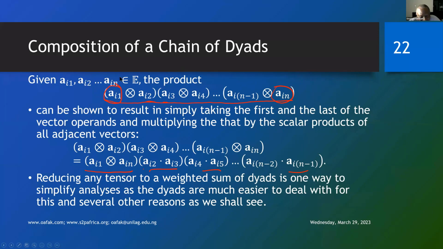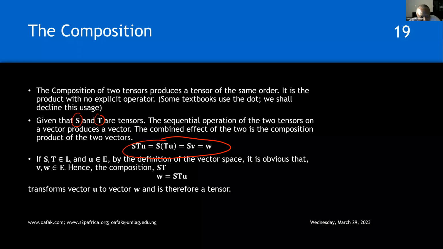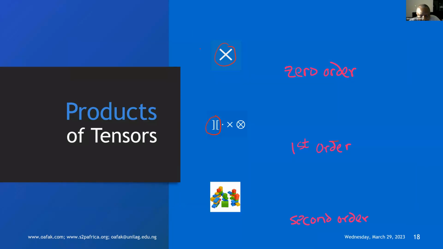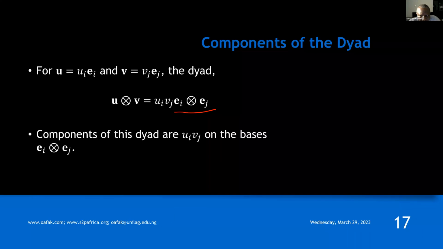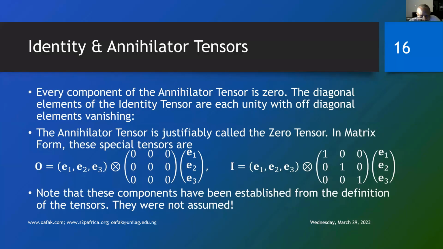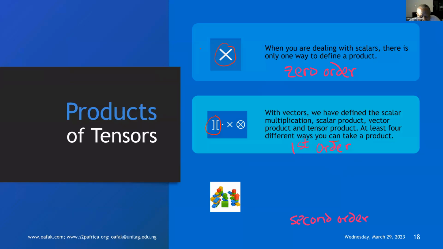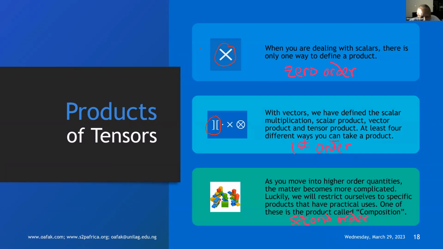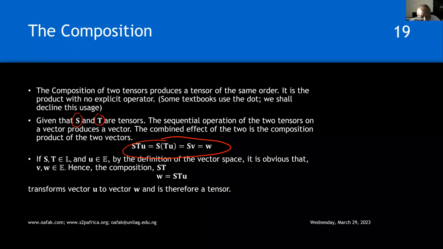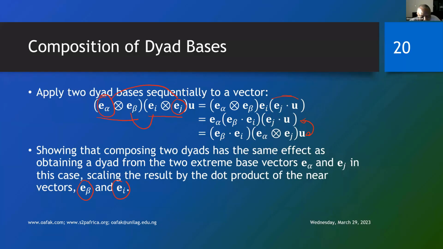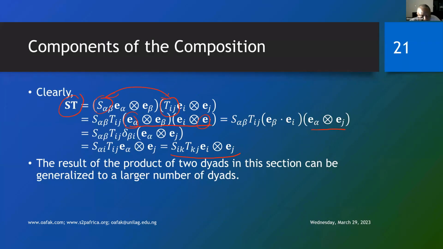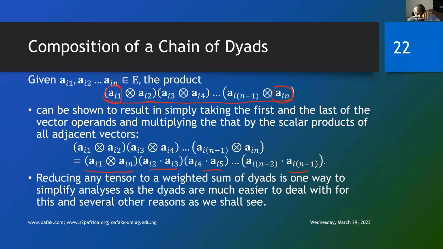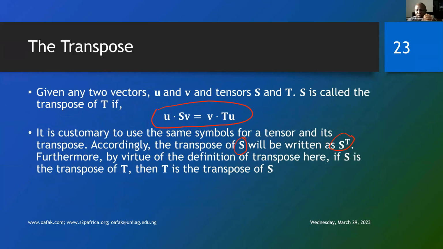So we have dealt with components of tensors. We have dealt with components of dyads. We have dealt with products, and then we have looked at the composition. We have looked at components of the composition, and components of a chain of dyads. So we have two topics more. The first one is the transpose, and the second one is the matter of symmetry.